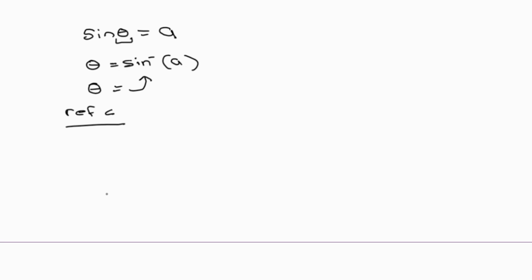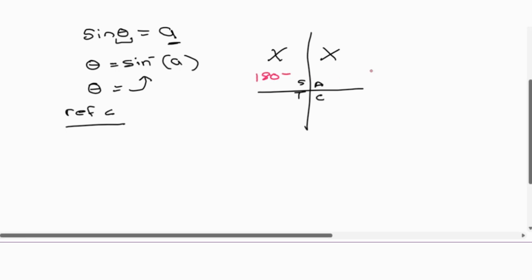Right. Now, once we've found a reference angle, we're then going to draw a small Cartesian plane and fill in some information. So our CAST diagram: we know that in the fourth quadrant, cos is positive. In the first quadrant, all of the trig ratios are positive. In the second quadrant, your sine ratio is positive. And in the third quadrant, your tan ratio is positive. We can see here that our A is positive, so that means the angle can take place in those two quadrants.